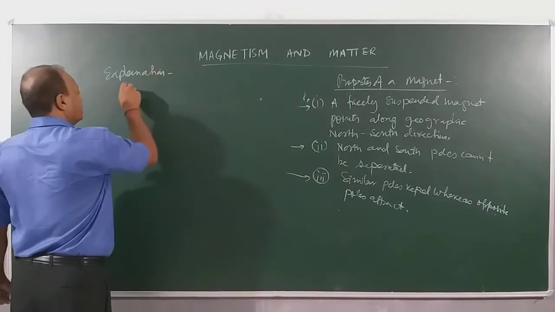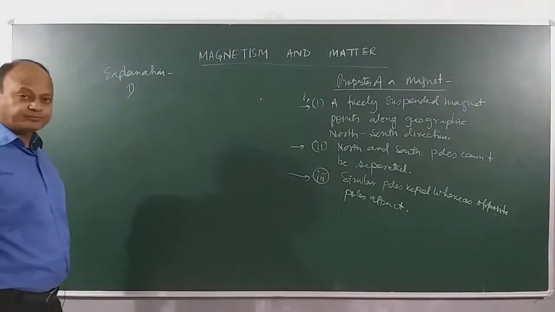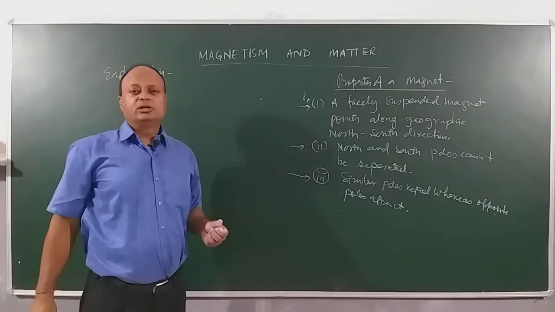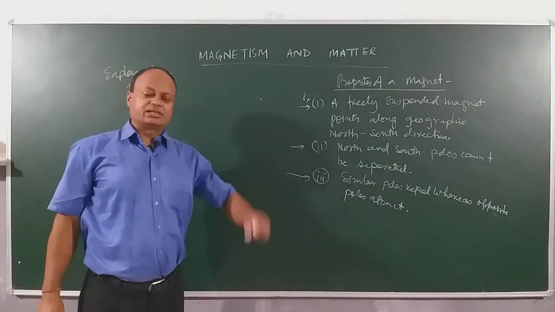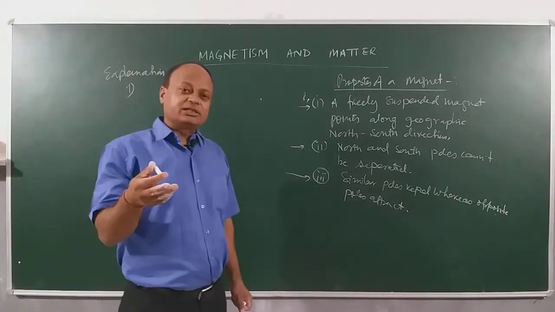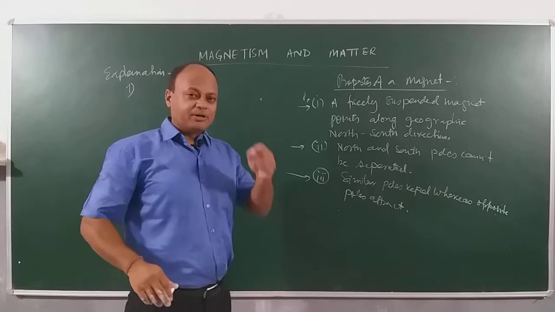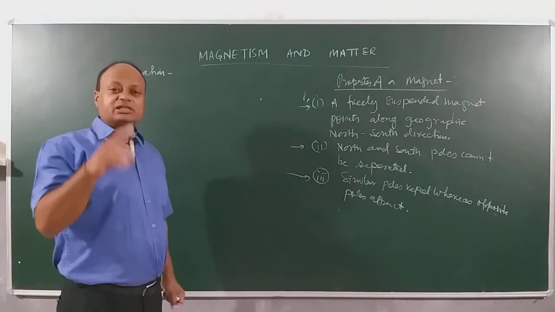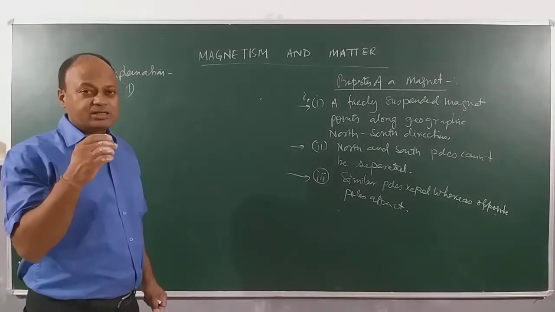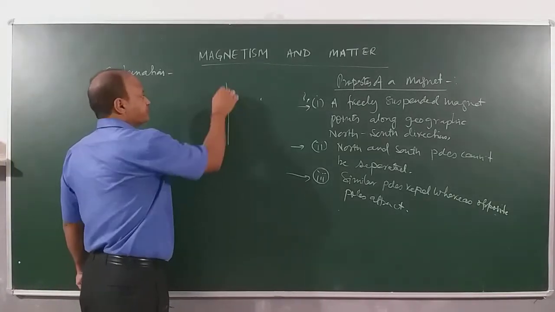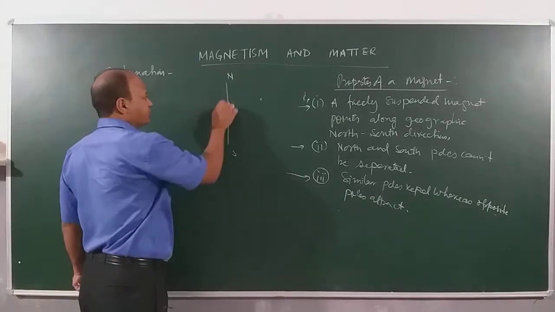Explanation now. First explanation: why does a freely suspended magnet point along the north-south direction? Let's understand this. The reason is Earth acts as a bar magnet. We will be discussing this in terrestrial magnetism later on, but briefly, we find that the south pole of Earth's magnetic field points towards geographic north. So this is geographic north and this is south.